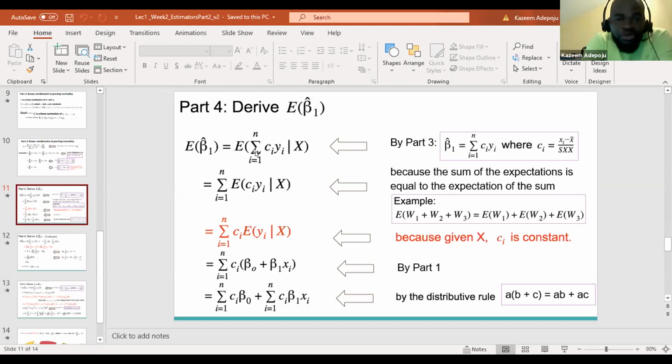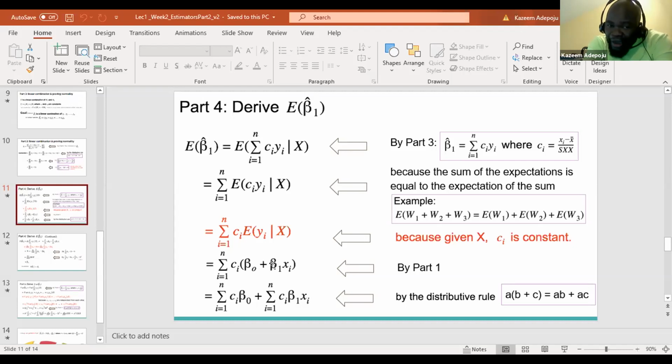Another thing you can do is bring the C_i out, because C_i is a constant. You can bring it outside the summation. Look at that. You see the C_i out now? Instead of having C_i Y_i, you are left with Y_i inside. Now, what is the expected value of Y_i given X? That is the model. Do you remember that the expected value of Y_i given X is this? We're using this from the fact that we know that the expected value of Y given X is the model. We talked about that before.